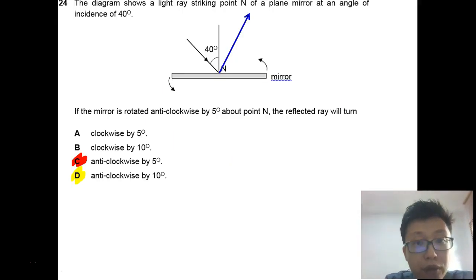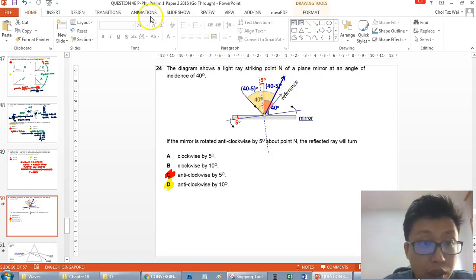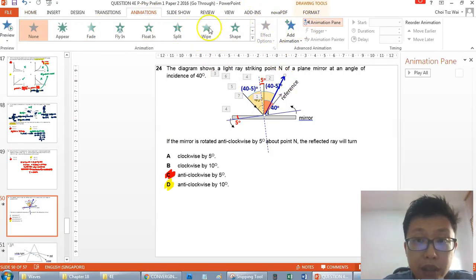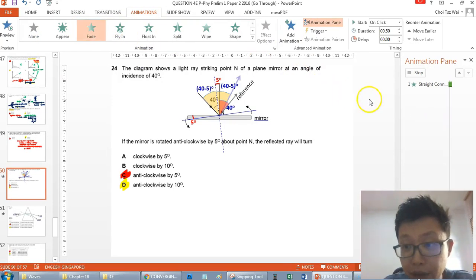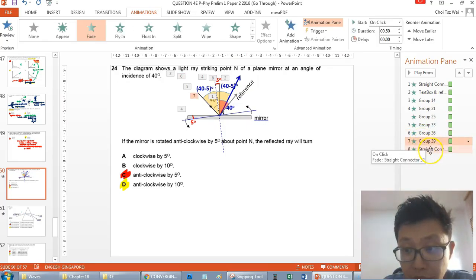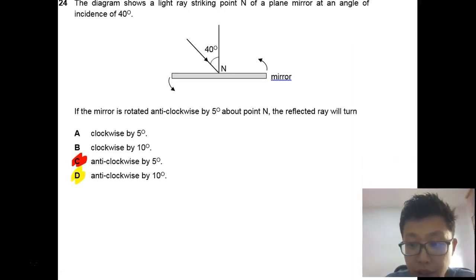Okay, question 24 is a bit tricky. Just to make sure that I don't confuse you, I'm going to change this. I forgot to animate this. Let me see what is each of them. I think this goes here. Okay, hopefully it comes out correctly.